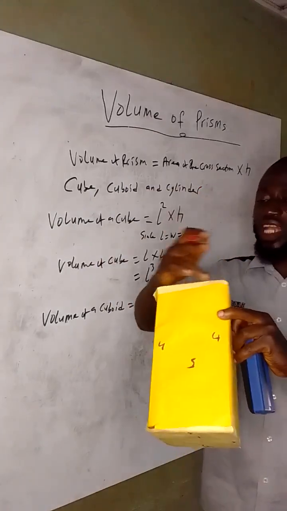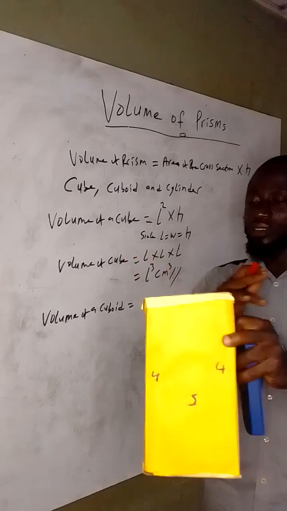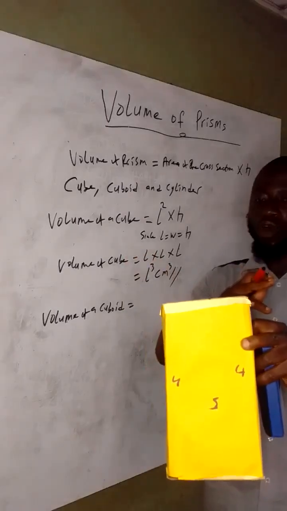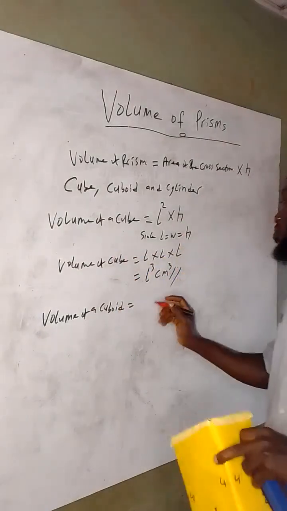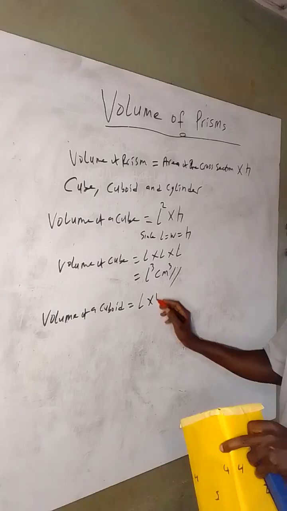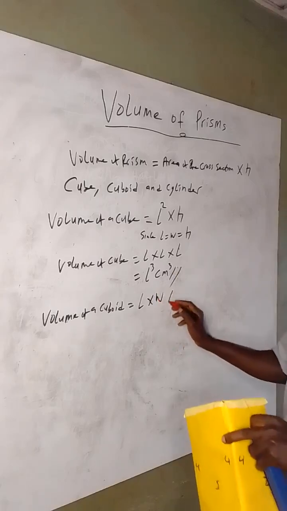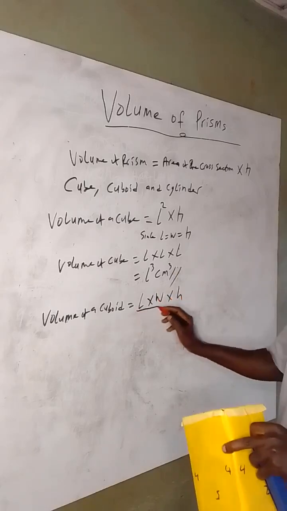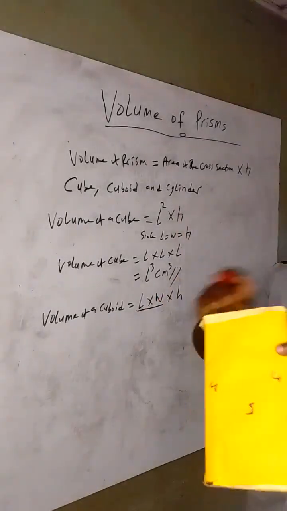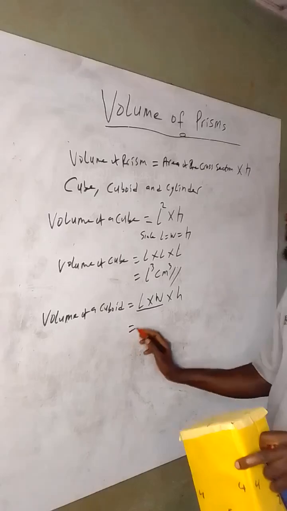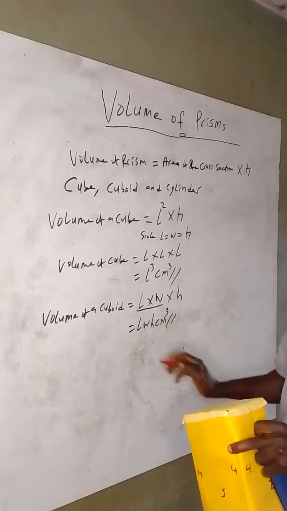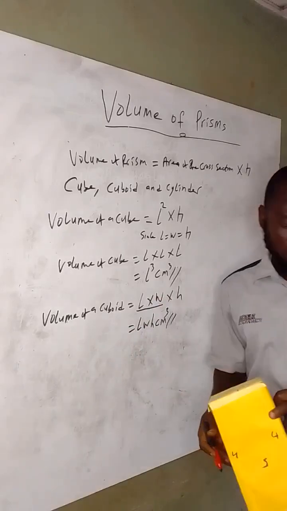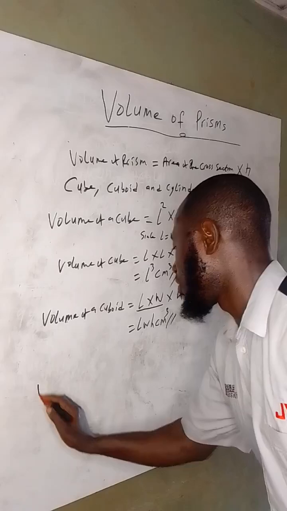The first thing is to find the length times the width of the cross section, because it is a square or a rectangle. So that is length times width, or breadth, multiplied by the height. This is the area of the cross section, length times breadth. And that will give us L W H centimeter cube. That's the volume of a cuboid. Now what of the volume of a cylinder?